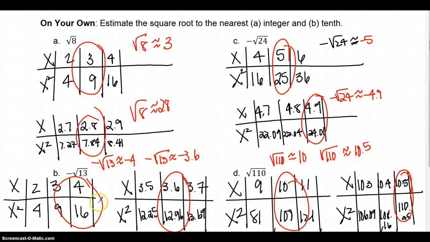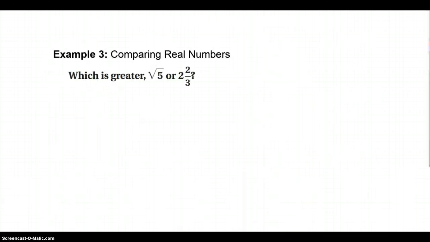Check my work on B and D and see if you got the same thing, and if not, bring questions tomorrow. All right, last part of this section is comparing real numbers and estimating which one is greater. Great thing about this is you can use your calculator, okay? So the square root of 5, all I'm doing is plugging in and getting approximately 2.24 if I round to the nearest hundredth.